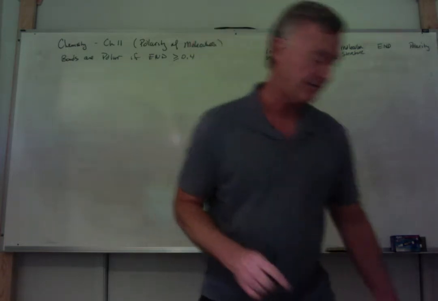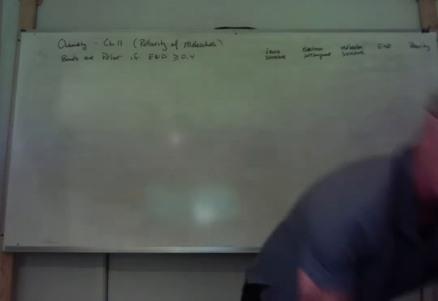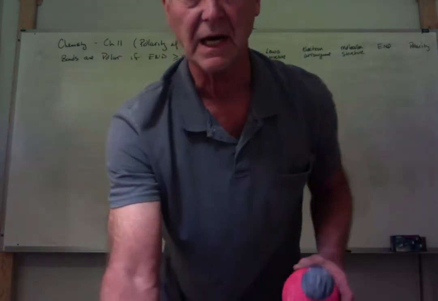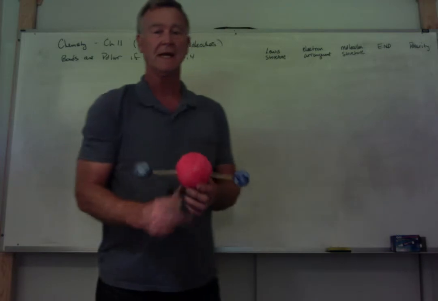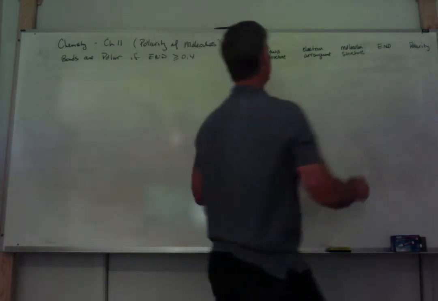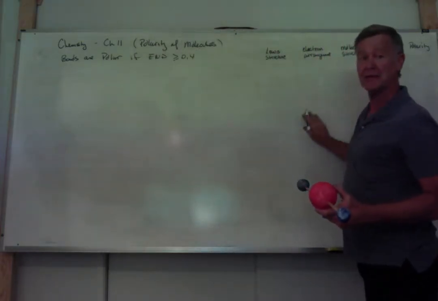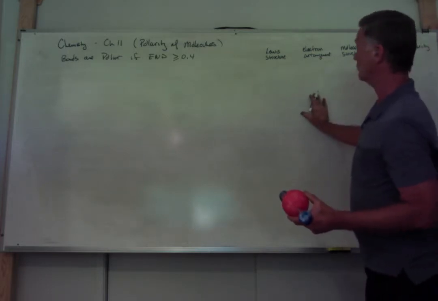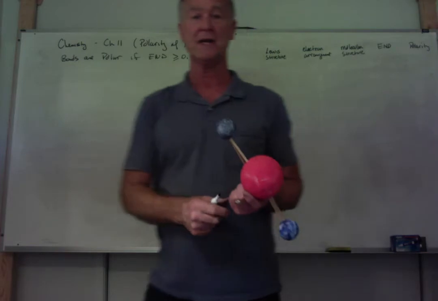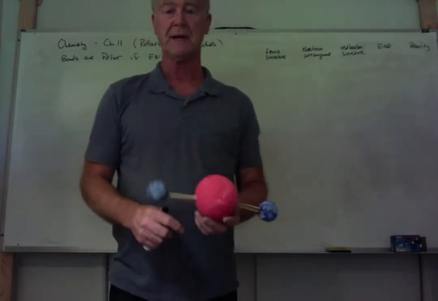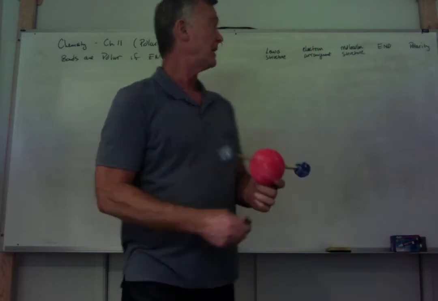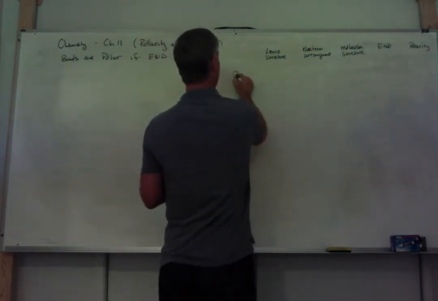So I have models of the three different basic electron arrangements. If you remember, electron arrangement was how many electron pairs are around the atom. And an electron pair is a bonded pair or an unshared pair. This is a model of carbon dioxide. I'm going to put that right here, carbon dioxide.